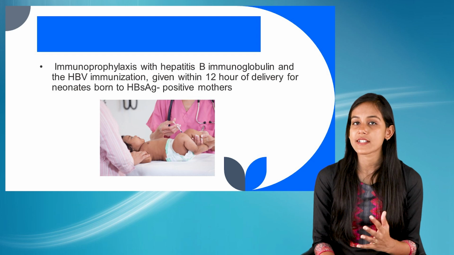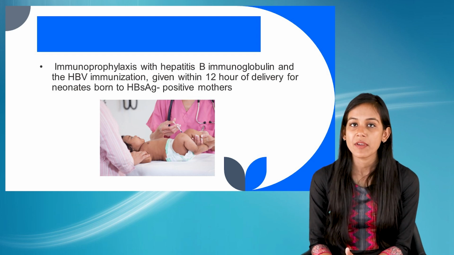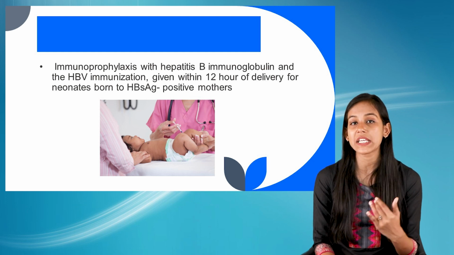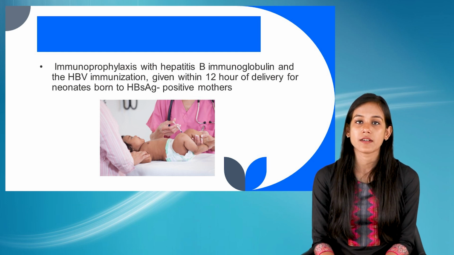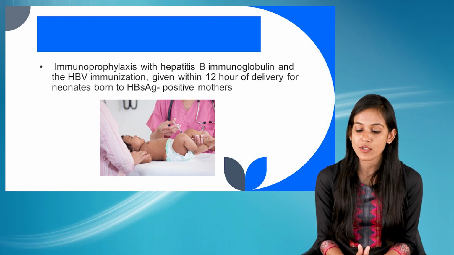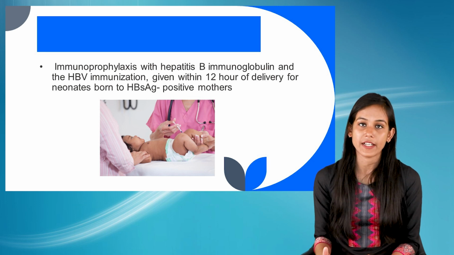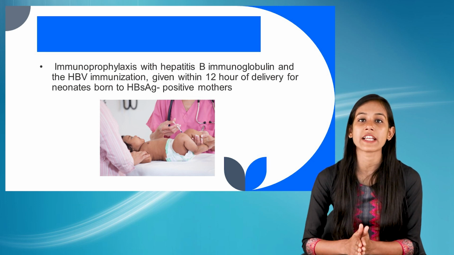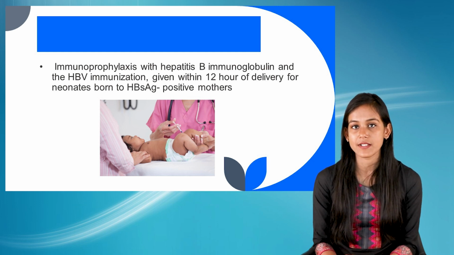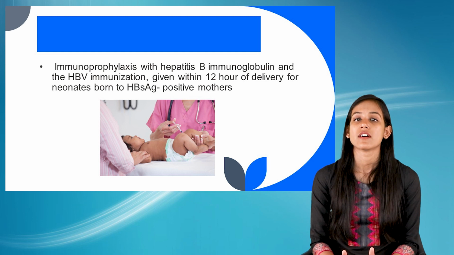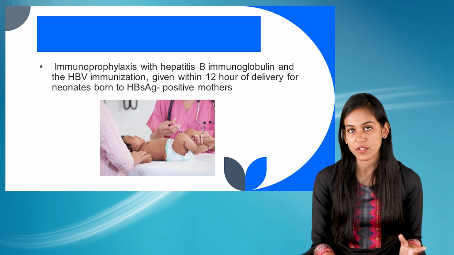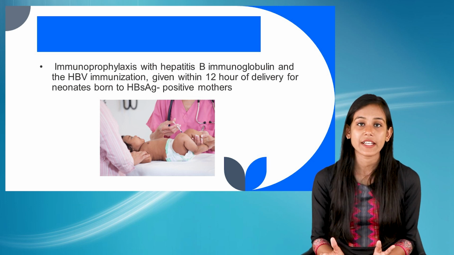Now we also have a vaccine for hepatitis B virus. There would be hepatitis B immunoglobulin and hepatitis B virus immunization. This is given within 12 hours of delivery, and it is very effective. It protects more than 95% of neonates from getting hepatitis B virus. This is mostly given to the neonates who are born to HBs antigen positive mothers. So in that case, it is very effective.